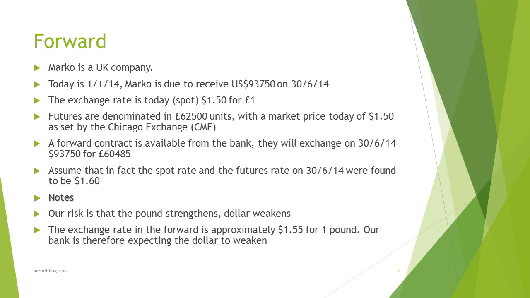It tells us that a forward contract is available from the bank, and they will guarantee us a rate. So this is the rate that they'll guarantee today. So they will guarantee that on the 30th of June, if you give them 93,750, you will get back £60,000 and change. So the bank is giving you a guaranteed exchange rate now. Right, that is your forward. If you get that, you accept it, you put it on file, that is what will happen. And you're fixed in.